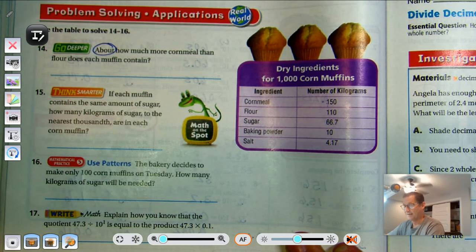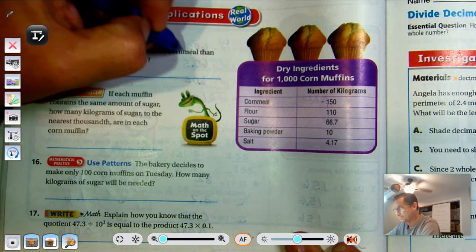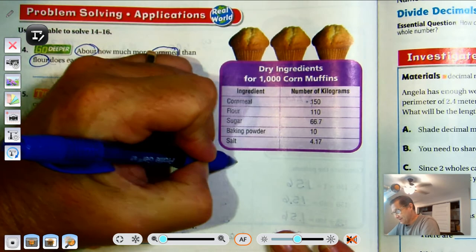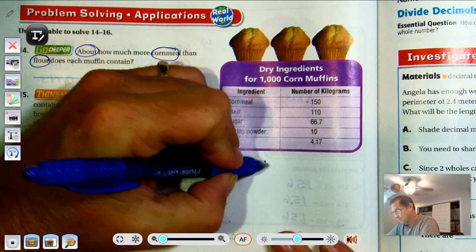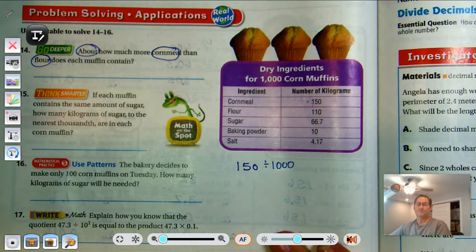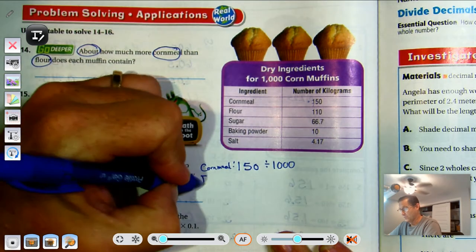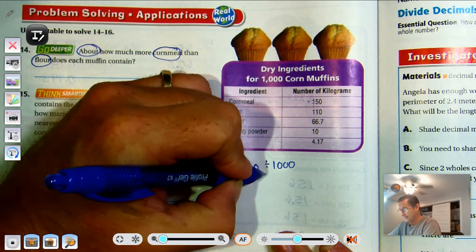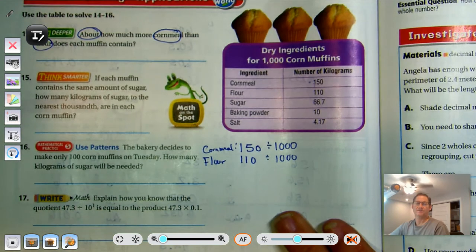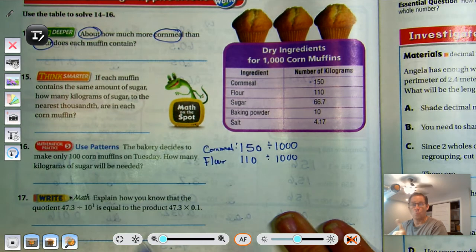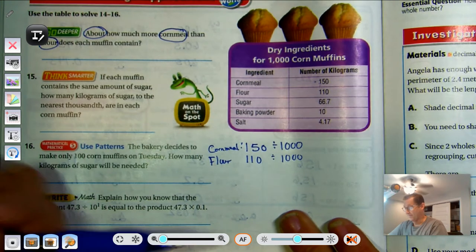Okay, so about how much more cornmeal than flour does each muffin contain? So cornmeal is 150 divided by 1,000. Flour is 110 divided by 1,000. So why are we dividing by 1,000? Because we're finding out how much cornmeal would be for just one. So we have to divide by 1,000.